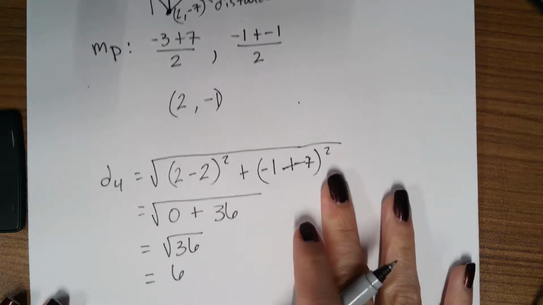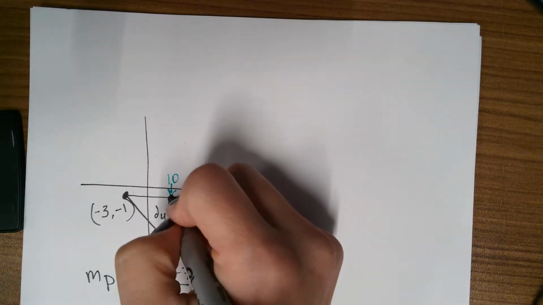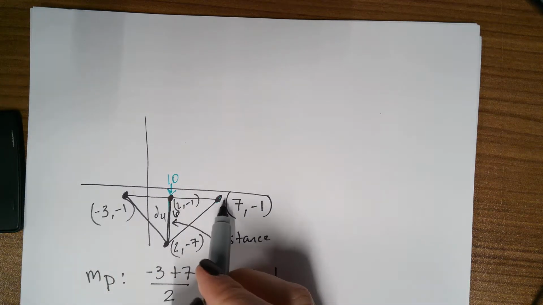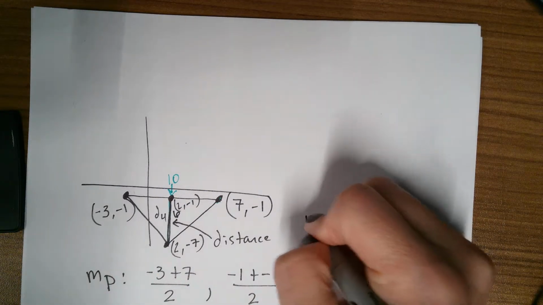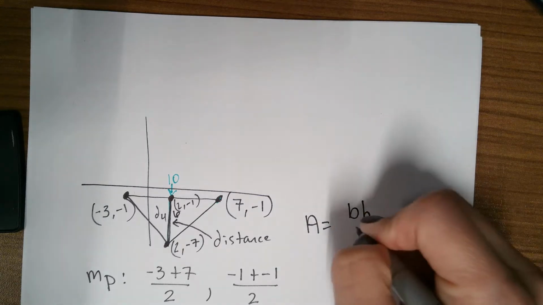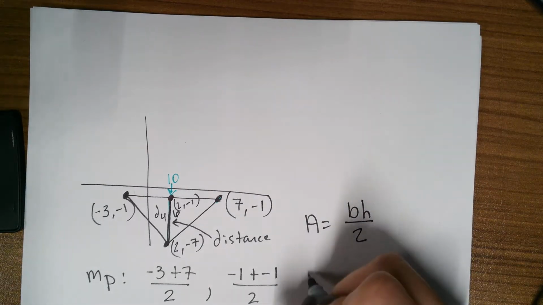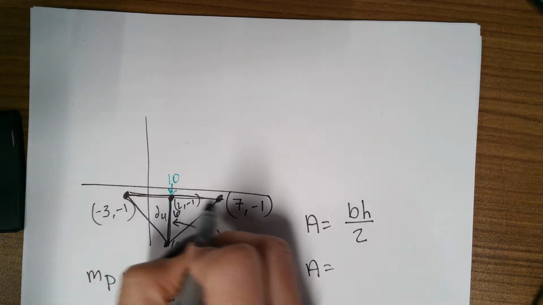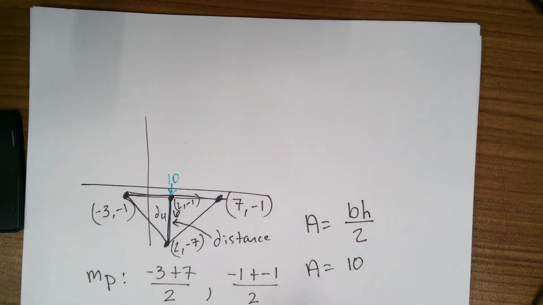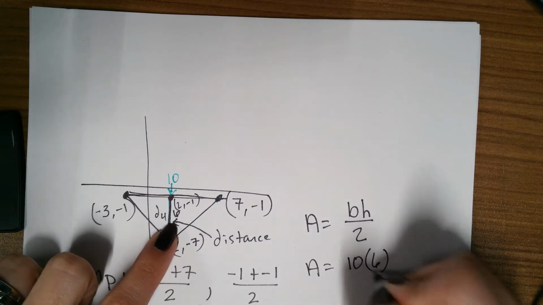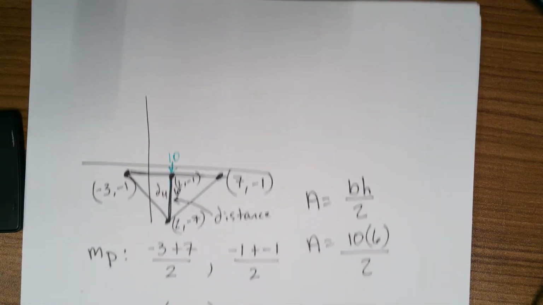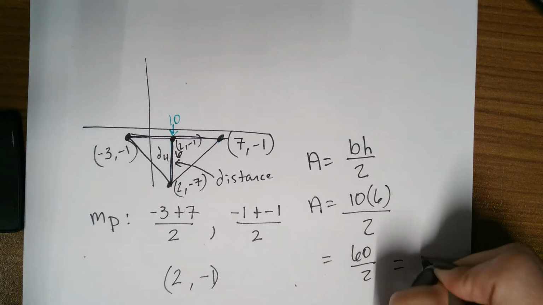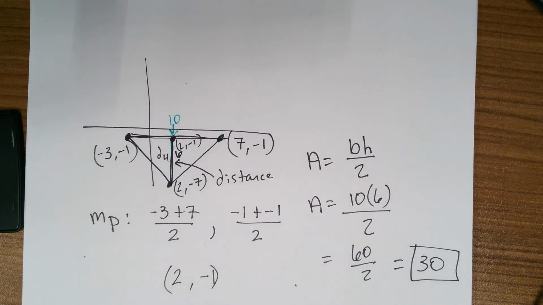Whew. All right, so what that tells us is the height of my triangle is 6, the base is 10. So to get the area, again, we'll do base times height divided by 2. The base is the length of this side right here, so this is 10. The height we determined to be 6, all over 2. So we have 10 times 6 is 60 over 2, and we get 30. There we go.